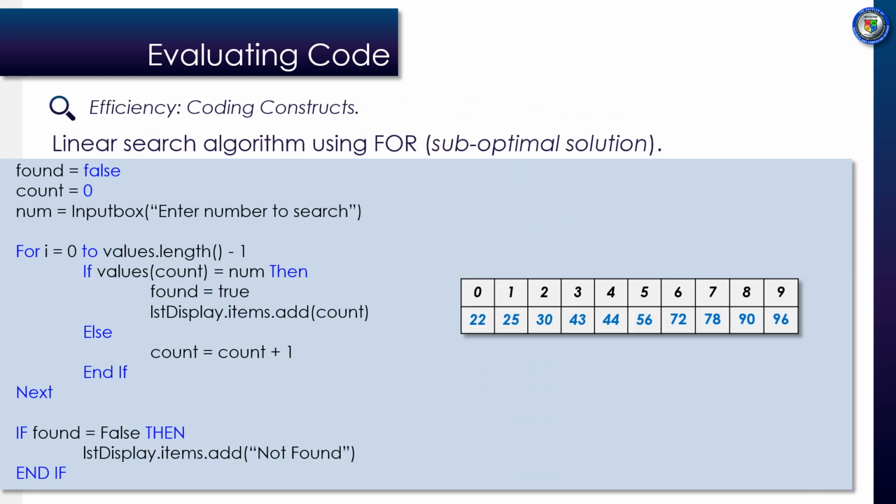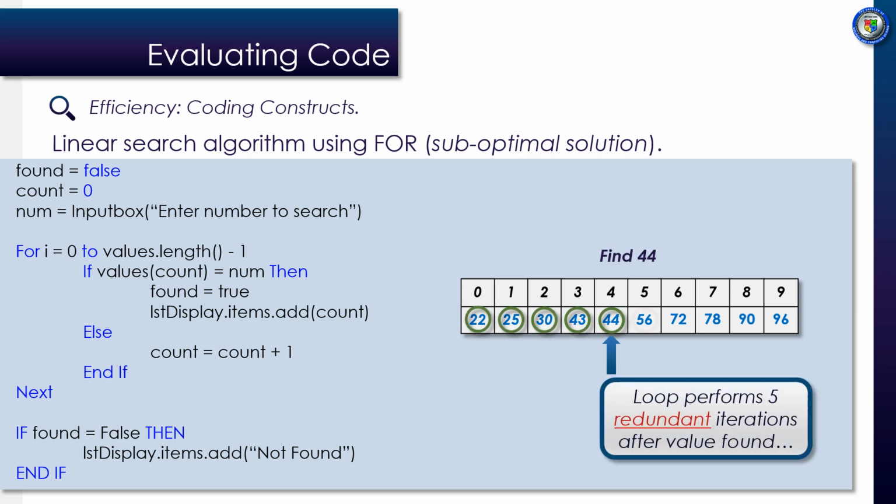Here's an example of a linear search algorithm that's not optimised and is not the most efficient. We're using a fixed loop here for the entire length of the array. In this case, we're looking for the value 44, which we can find in the 5th element of our array at index position 4. However, our loop performs 5 redundant iterations after that value has been found. This makes this algorithm inefficient.